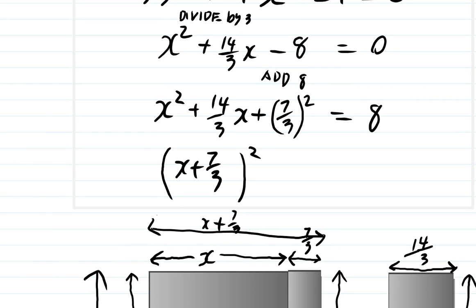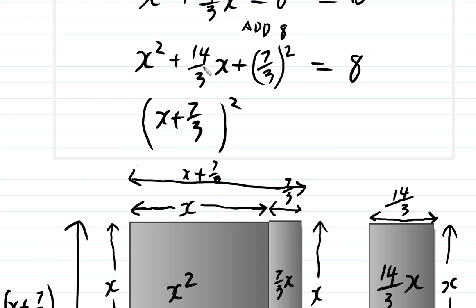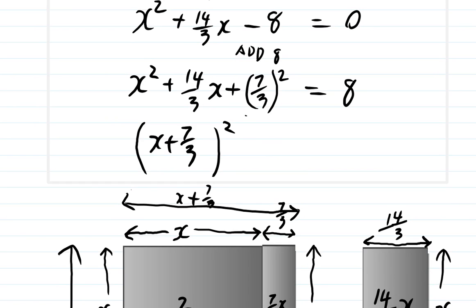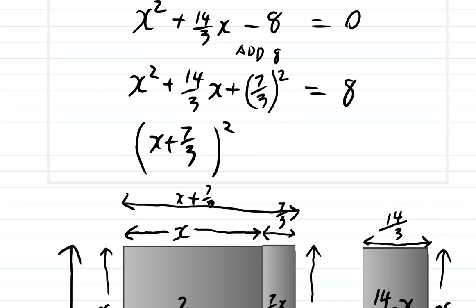Notice here, the area of the entire thing is x squared plus 14/3 x plus 7/3 squared, which is x squared plus 7 thirds x plus 7 thirds x plus 7 thirds squared. You need all four areas to complete the square. At the same time, it is also x plus 7 thirds times x plus 7 thirds, which is x plus 7 thirds squared. So all of this is the same thing as this. You see that? So it's a matter of completing the square with those four shapes. One big square, one small square, and two rectangles of the same size.